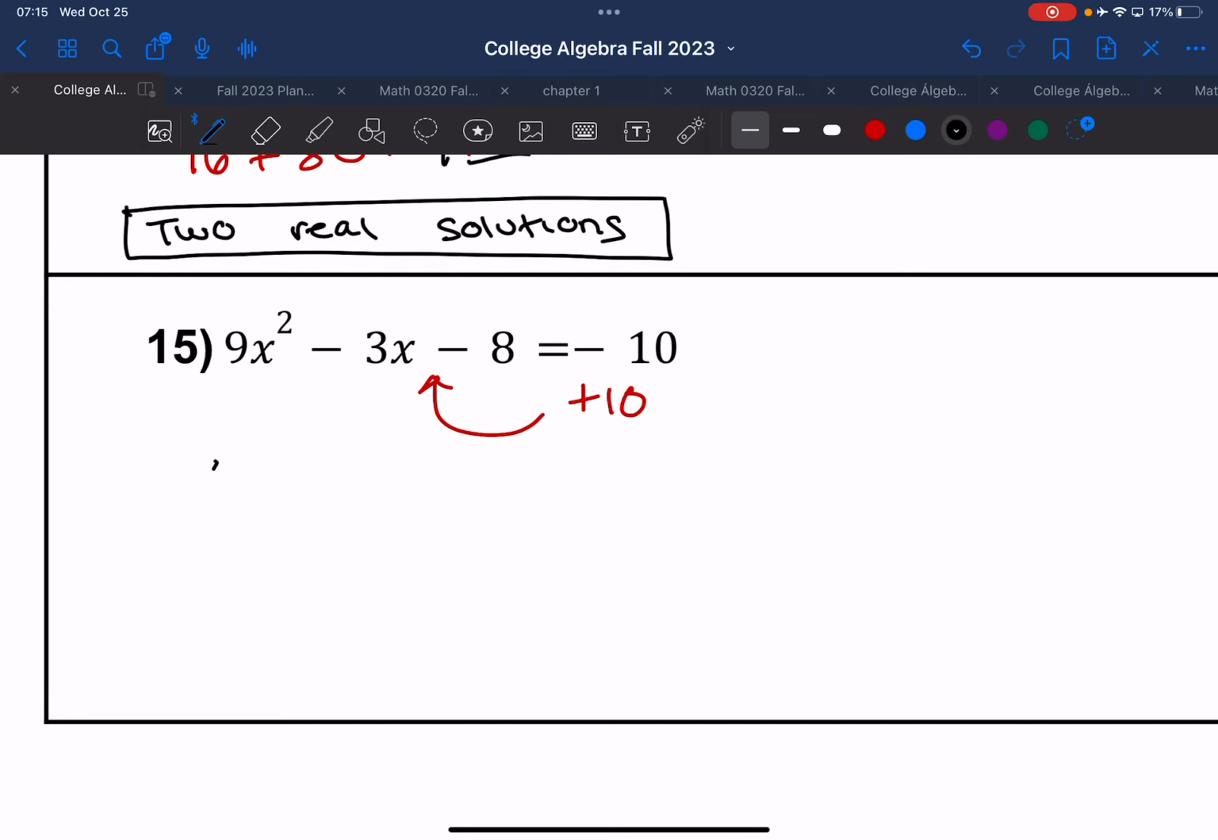When we do that, we have 9x squared minus 3x, and -8 plus 10 gives us plus 2 equals 0. Okay? So that means we have our A, B, and C values. So go ahead and plug that into that b squared minus 4ac and tell me if you get something that's positive, negative, or 0.